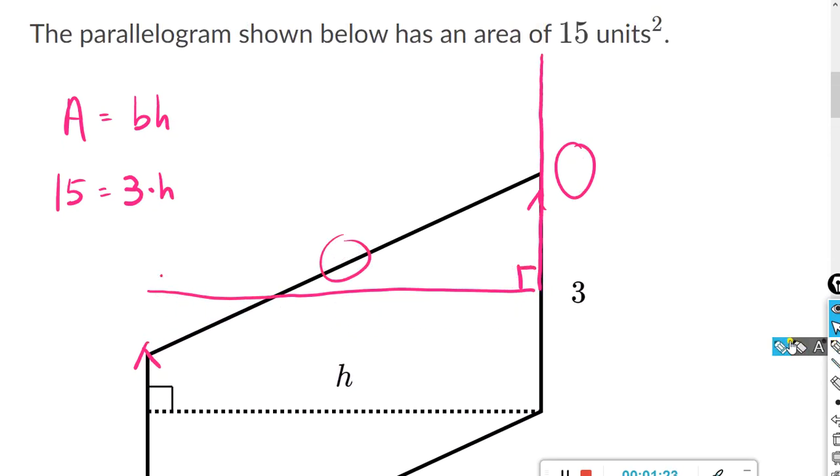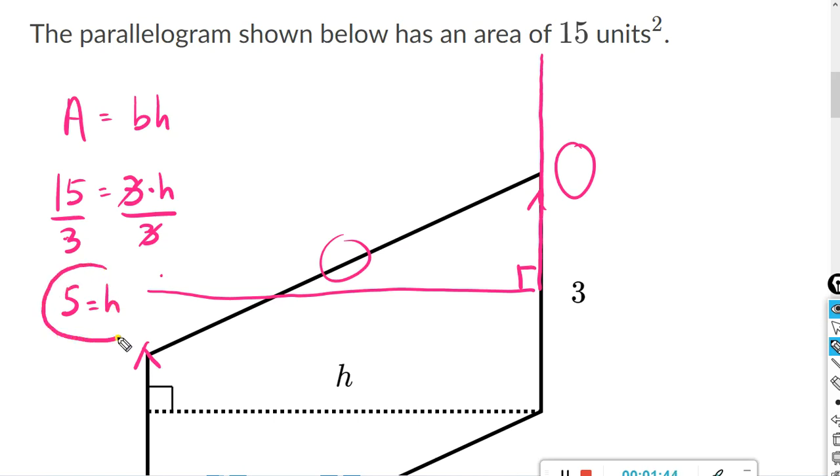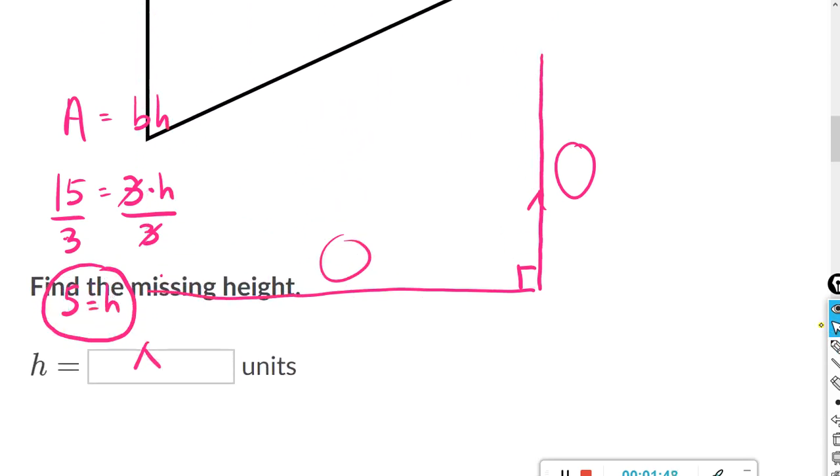All right. And from here, it's easy, just solving for H. The opposite of times 3 is divided by 3. So we do that to both sides. 3 divided by 3 cancels, and 15 divided by 3 is just 5. So H equals 5. And you just enter that in the box.